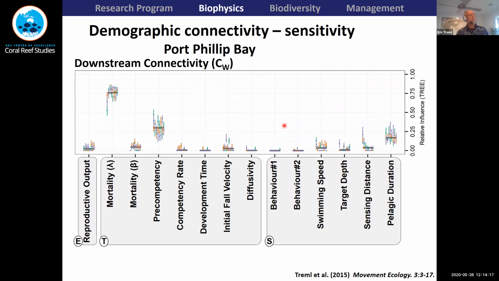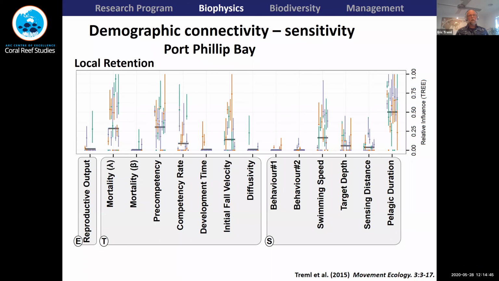So for downstream connectivity, some of the results for Port Phillip Bay look like this. Across the board, the larval mortality, the larval pelagic duration, and the time it takes to reach competency are the main influencing factors driving downstream connectivity in the system. And it doesn't matter when you're spawning or where you spawn, these 3 parameters are consistently more influential than all the others.